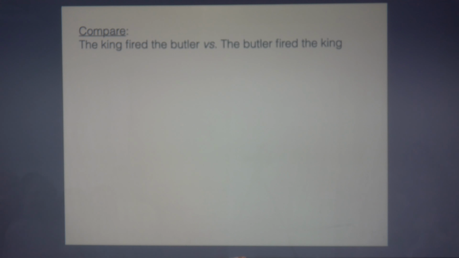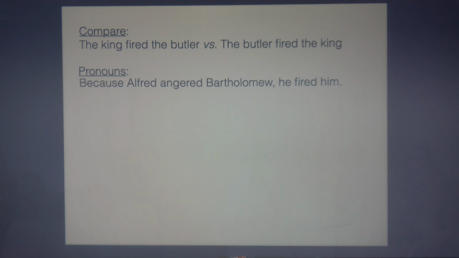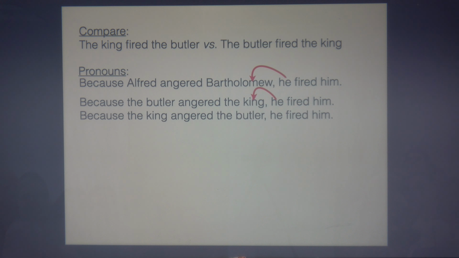So we're going to keep on playing with this a bit, trying to make it a little bit harder. Compare the king fired the butler versus the butler fired the king. Hope we're all on the same page here. Butlers generally don't fire kings. That is an a priori unlikely thing to happen. So we have been looking at sentences like, because Agnes angered Bartholomew, he fired him, right? And there, people interpret that he as being Bartholomew. Bartholomew's mad, he fires Alfred, right? Watch what happens when we do, because the butler angered the king, he fired him. Oh no, that's okay, right? King fired the butler, that seems good. But what about because the king angered the butler, he fired him?